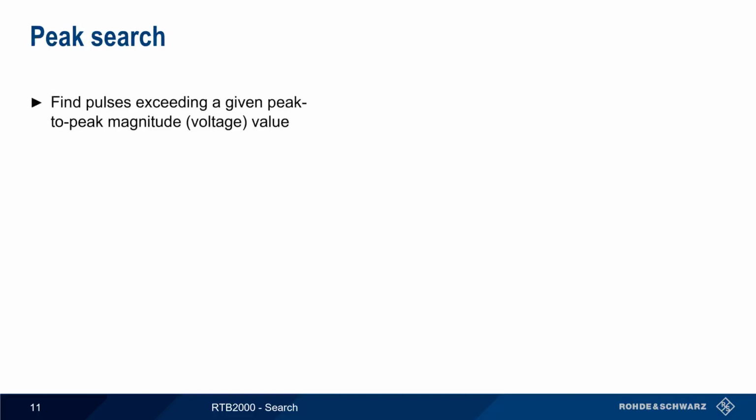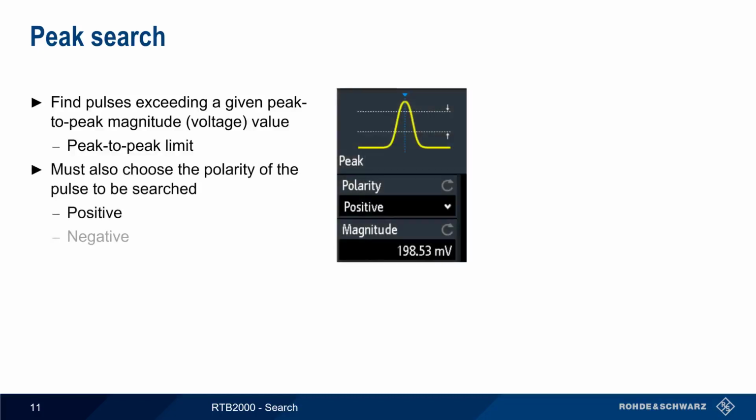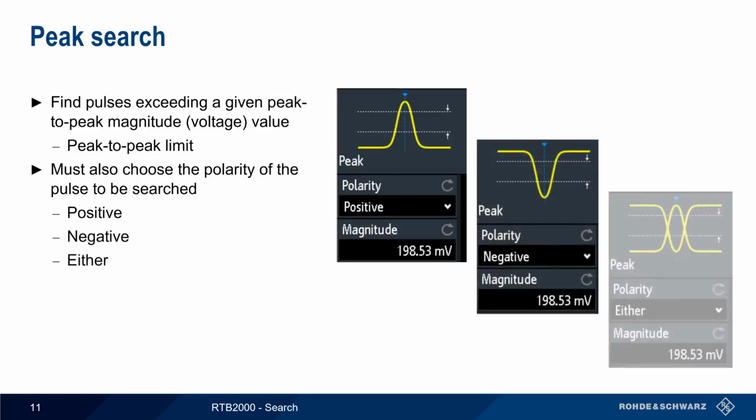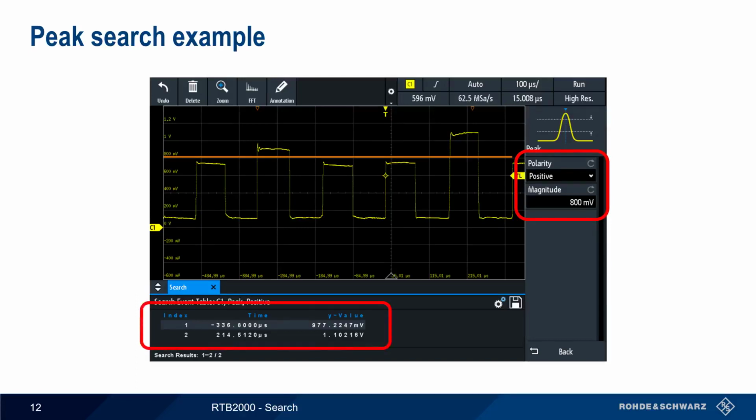Peak search is also used with pulses, but in this case, we're looking for pulses whose peak-to-peak magnitude, or voltage, exceeds a user-defined limit. The only other parameter that needs to be defined is the polarity of the pulse to be searched, that is, positive polarity, negative polarity, or either. Here we're searching using positive polarity and a magnitude of 800 millivolts. Two of the pulses are above this magnitude value, and therefore are marked and displayed in the search event table.